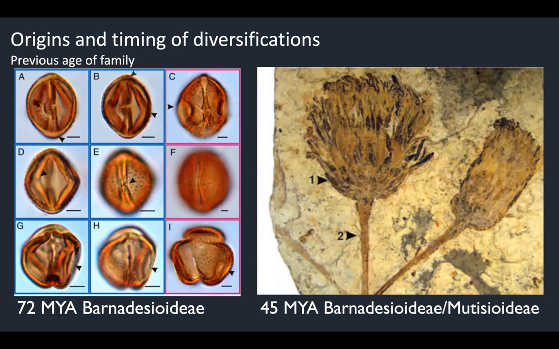The fossilized pollen was somewhat controversial, so there were a couple follow-ups to that. And so we wanted to use the pollen and not use the pollen in our molecular clock estimates. We also have this amazing macrofossil. It's dated to about 45 million years. It's at the split between the Barnadesioideae and the Mutisioideae is where this fossil is placed.